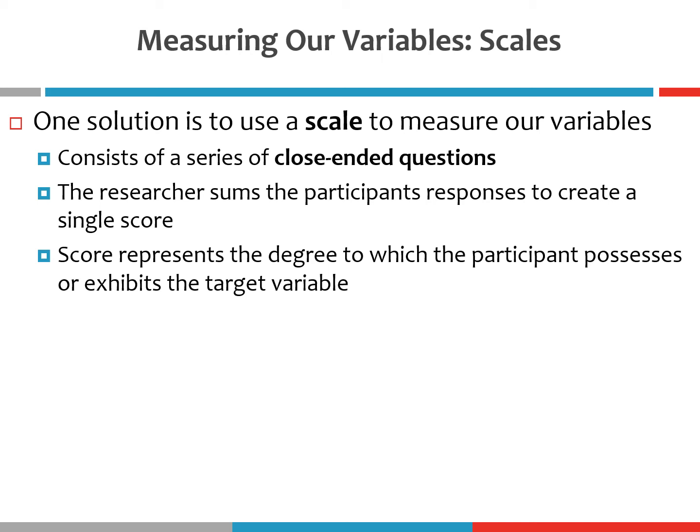So often what we do to potentially solve this problem is we use a scale to measure our variables. So scales consist of a series of close-ended questions, and the researcher simply sums up the participants' responses to create a score, right? And this particular score is going to index the degree to which our respondent possesses or exhibits whatever variable we're trying to assess, right? So let me show you an example.